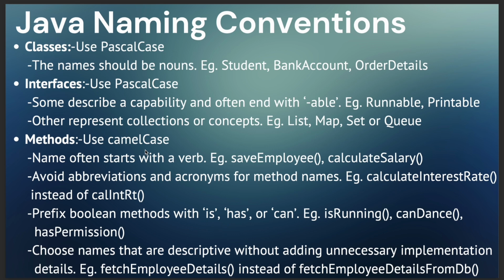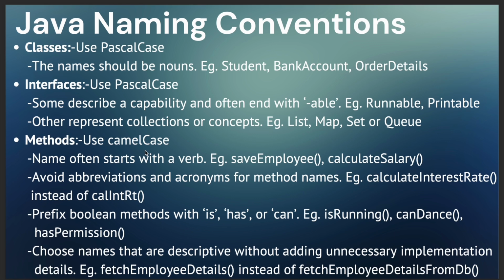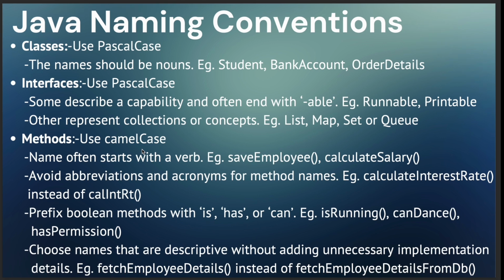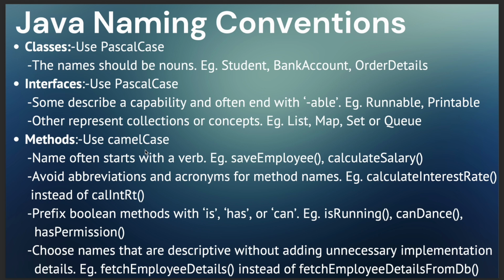Interfaces follow the same naming style, that is PascalCase. Some interfaces describe a capability and often end with able, such as Runnable, Comparable, or Printable. Others represent collections or concepts, such as List, Map, Set, or Queue. The important thing to remember is that both class and interface names should be meaningful and follow the PascalCase naming convention.